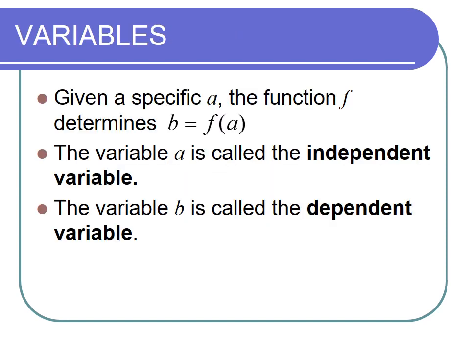So given a specific function, the function determines the output, right? The output is called the dependent variable, and the input a is called the independent variable.